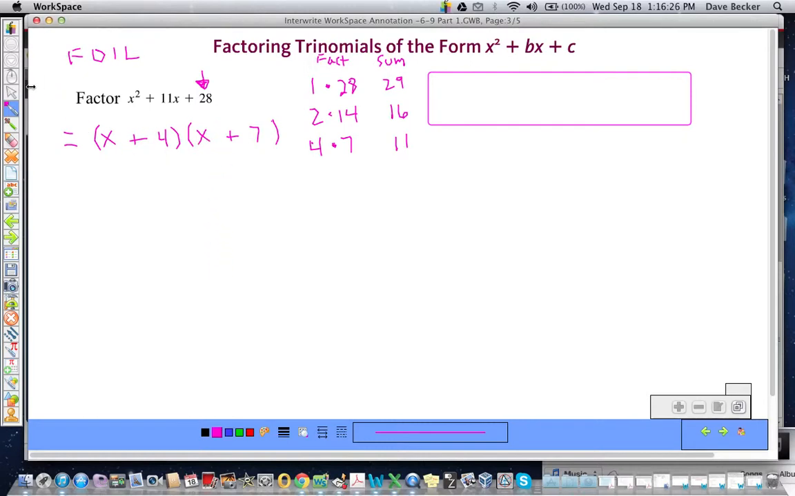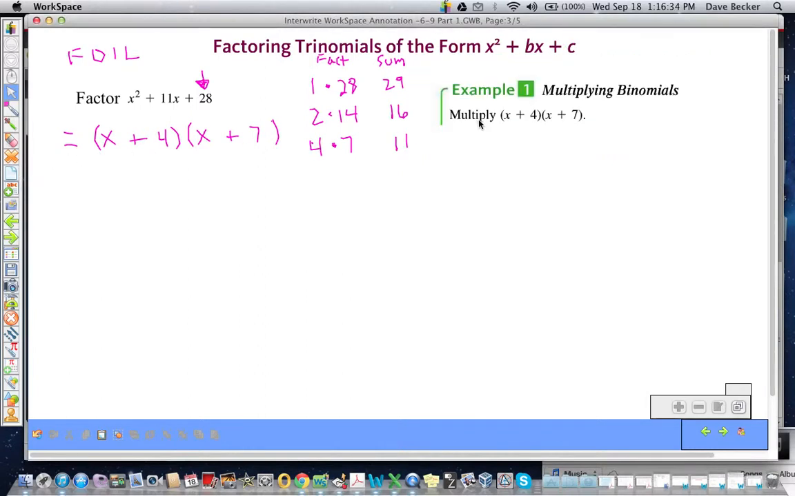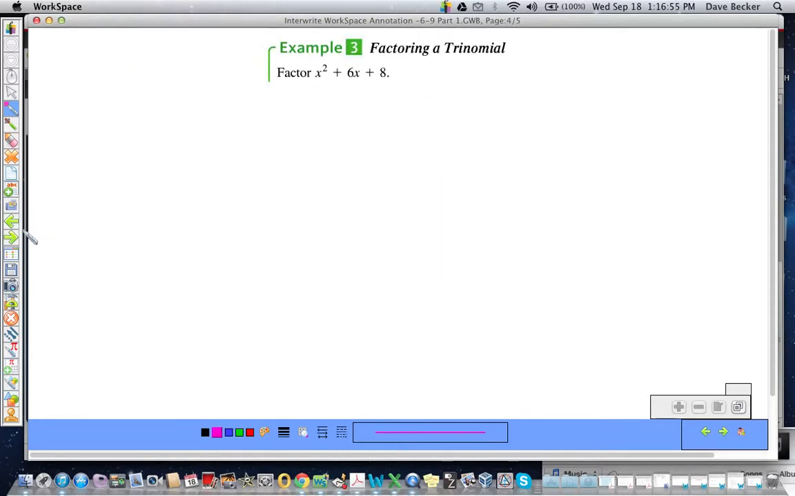This is the answer. And remember, I told you to look at the first example. And looky, when we multiplied x plus 4 times x plus 7, we got x squared plus 11x plus 28. So it's just working backwards. x plus 4 times x plus 7 gives me x squared plus 11x plus 28. And that's why factoring works. Okay, I think we have another example.